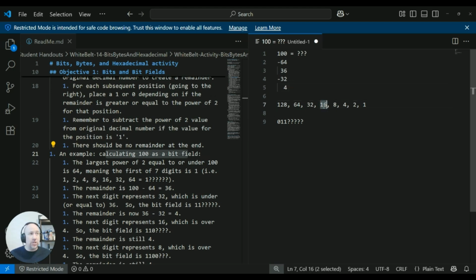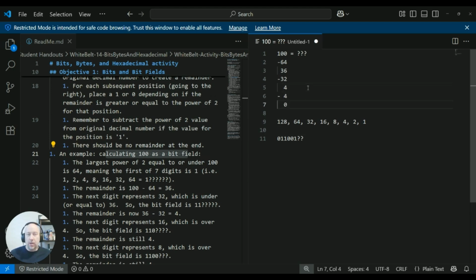Is the 16 digit less than or equal to 4? The answer is no. So the 16's place is 0. Is the 8 digit less than or equal to 4? The answer is no. So the 8 digit is 0. Is 4 less than or equal to 4? Absolutely. So the next digit is a 1. 1 times 4 is 4, so we will subtract 4.